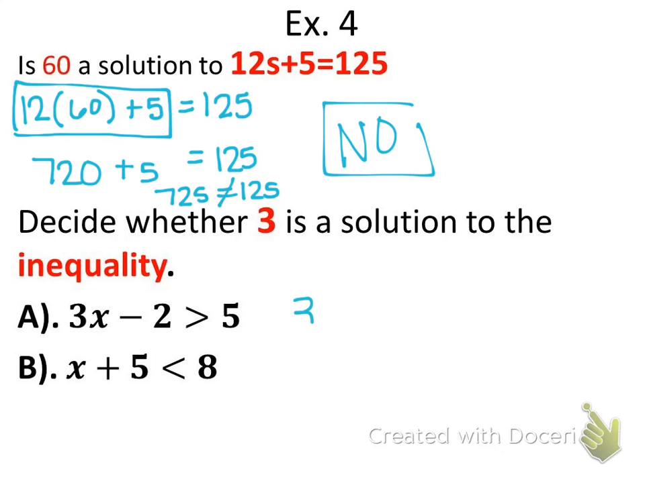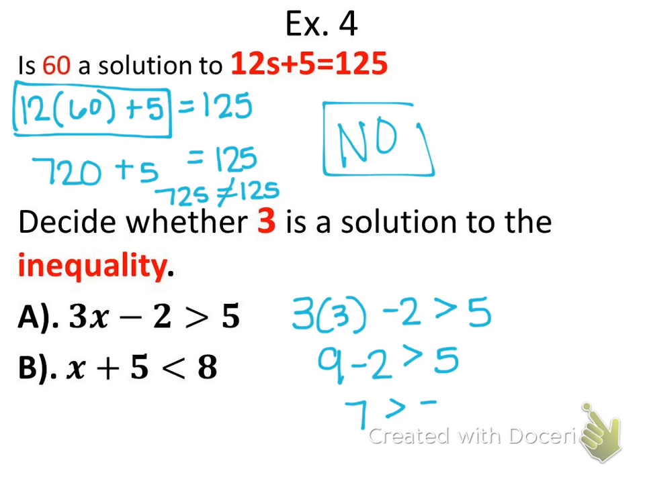So we would do 3 times 3 minus 2 is greater than 5. 3 times 3 is 9, minus 2 is greater than 5. What's 9 minus 2? 7. Yeah, 7, sorry. 7 is greater than 5. So is this a solution? Is 7 greater than 5? Yes.